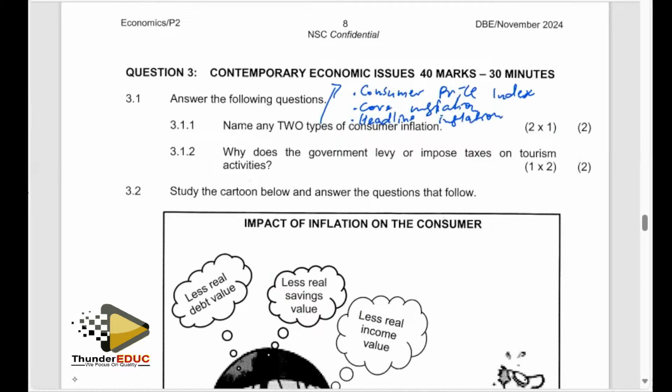So now let's check 3.1.2. Why does the government levy or impose taxes on tourism activities so as to increase the national income or government revenues? To increase government revenues. Okay, right.